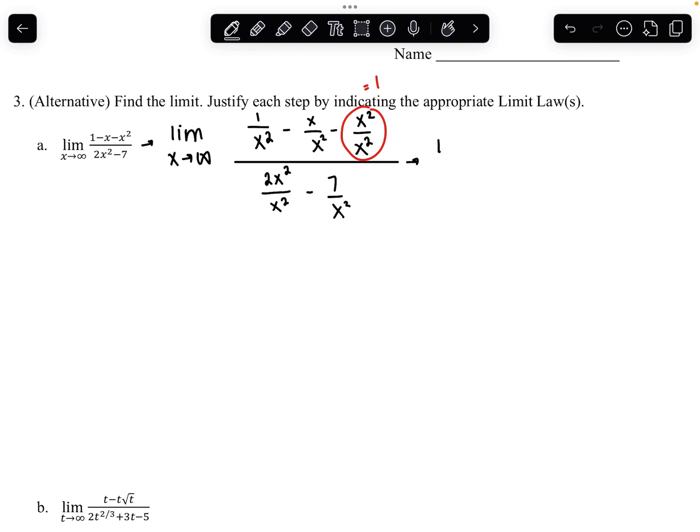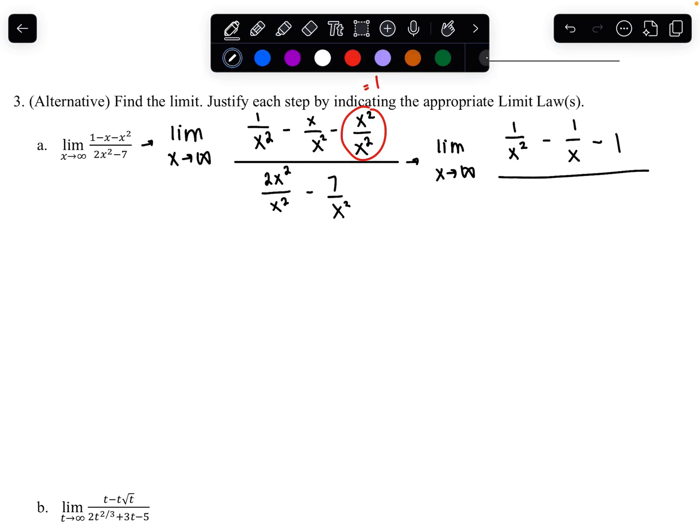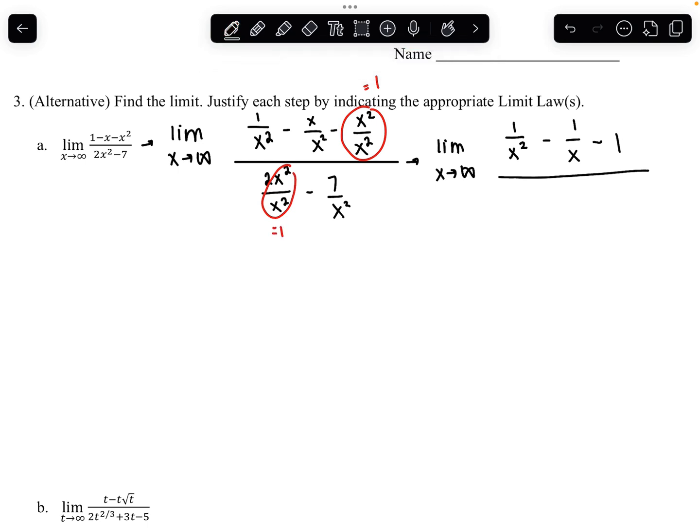Okay, so let's rewrite this as 1 over x squared minus x divided by x squared is, I'll give you a second to think about it. Yes, 1 over x, good job. Minus 1. 2x squared over x squared is equal to what? Well, this is equal to 1. So what's 2 times 1? 2. And then you have 7 over x squared.